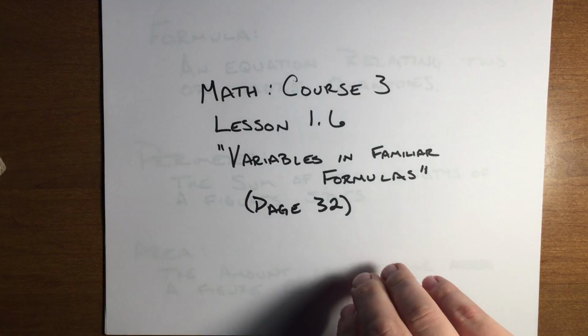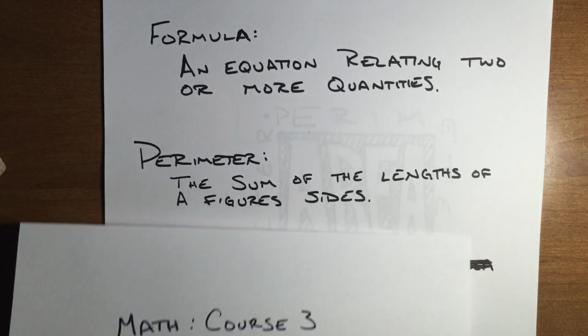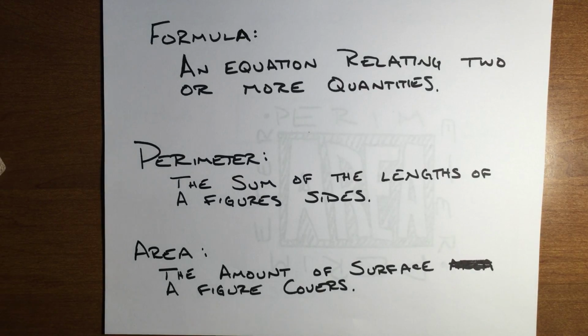First thing we're going to do is go over some of the vocabulary. There's really 3 vocabulary words in this lesson. They're all found on page 32, and they're all vocabulary terms that you have heard before. The first one is formula. A formula is an equation relating 2 or more quantities.